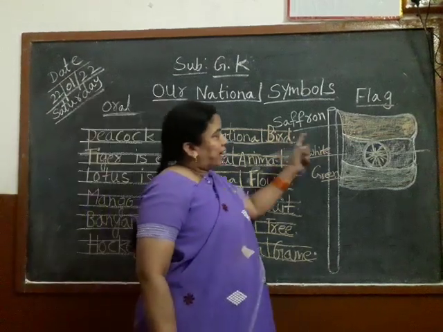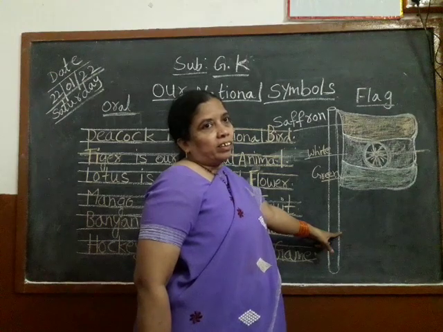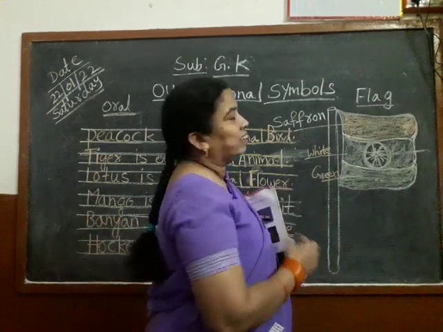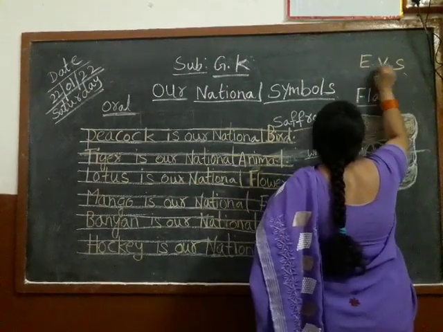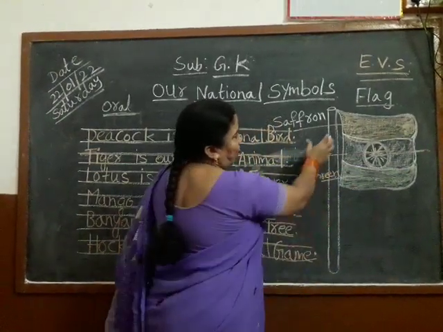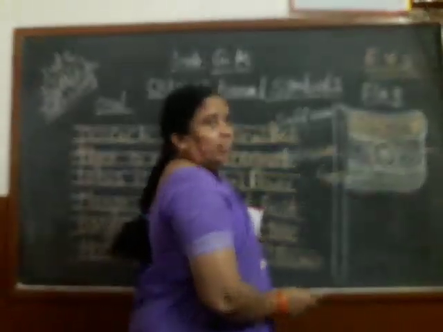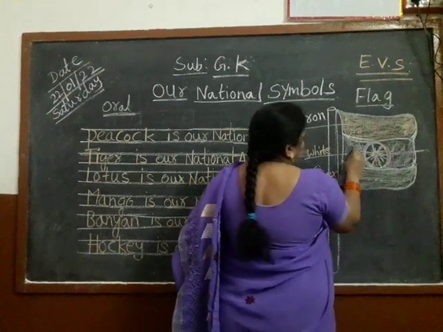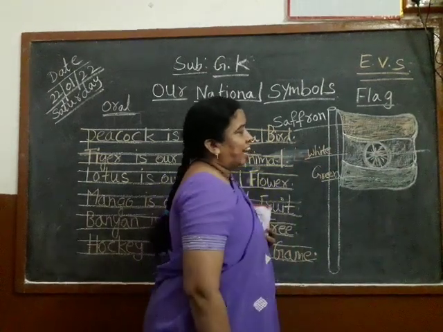Now, you have to draw the picture. Which one? Flag. In the EVS book, you have to draw the flag and color it. Understood? In the EVS book, you have to draw the flag like this. How I draw? In the blackboard, you have to draw like this in the notebook. Understood? Draw the flag and color it. First one saffron, then white and green. Draw neatly, children. Okay, you draw the flag neatly and color it.